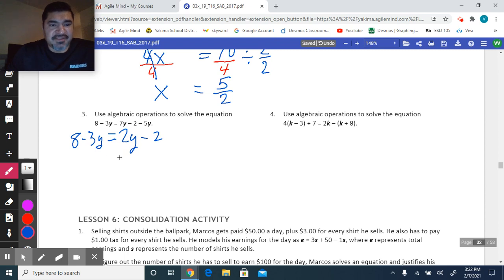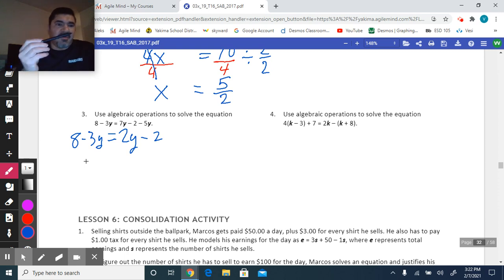Now I'm looking at this and I need to combine my like terms, but they're on different sides of the equation. Typically what I like to do is look at the variable. I have the coefficients of the variables. I have a -3 here and a 2 here. I like to move the smaller one. So I'm going to go ahead and move this -3. Typically it's easier if you move the smaller one.